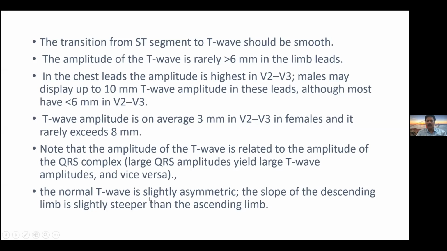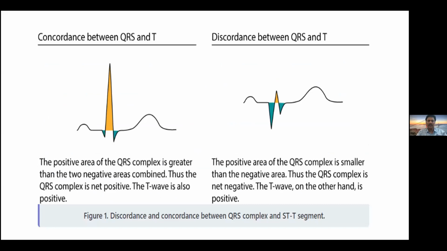The normal T wave is slightly asymmetric. Ischemic T, whether it's upright or inverted, will always be symmetric. That is another carryover. If it is asymmetric, you have to suspect whether it is ischemia or not. Asymmetric means the slope of the descending limb is slightly deeper and steeper than the ascending. So the ascending limb slowly grows up and the descending limb rapidly comes down. This is how the T wave will be. We'll see how the T wave should be.